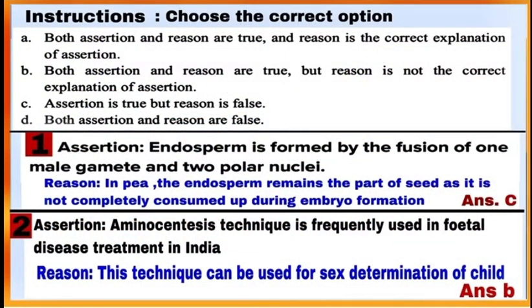Question number 1, assertion. Endosperm is formed by the fusion of one male gamete and two polar nuclei. Reason statement. In pea, the endosperm remains the part of seed as it is not completely consumed up during embryo formation. Correct answer is option C.